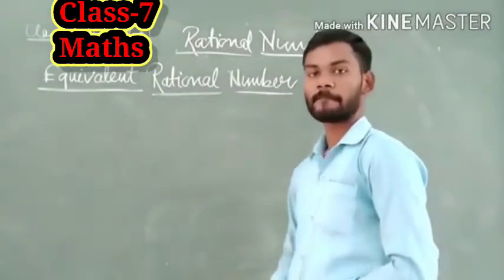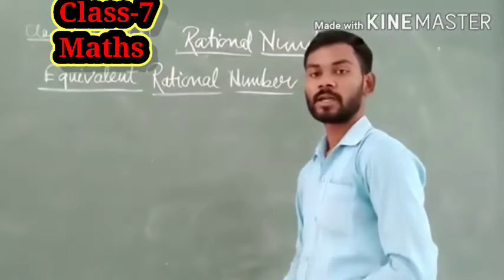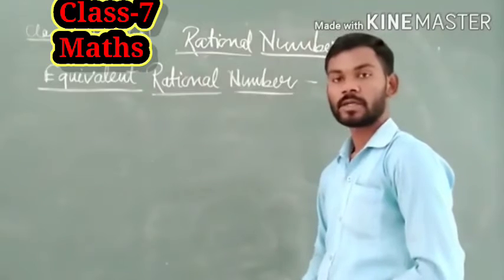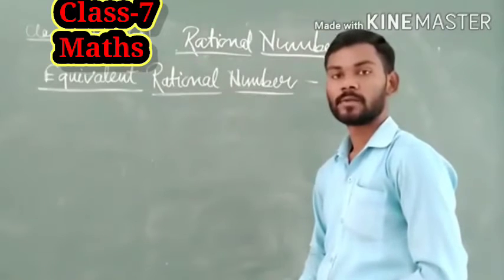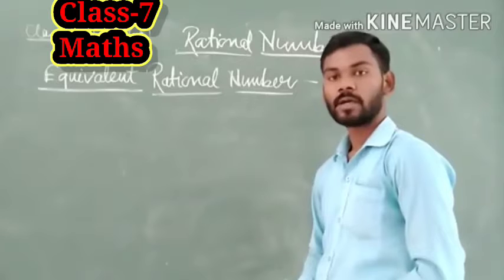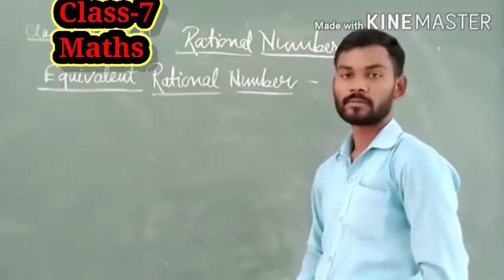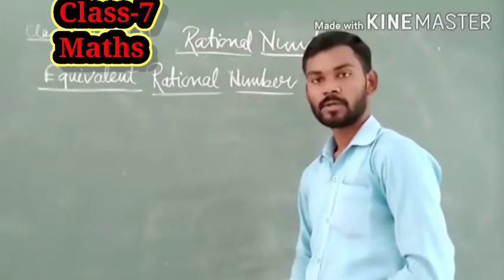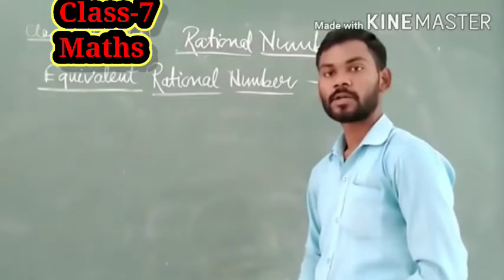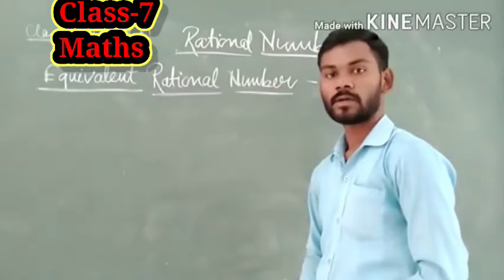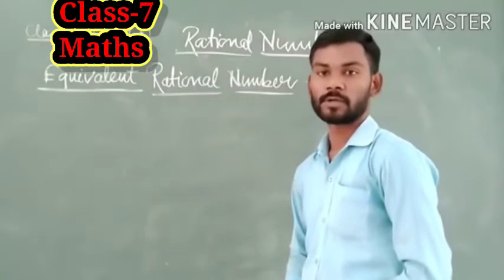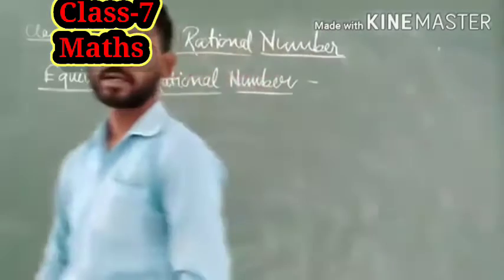Since we know that a rational number can also be written as a fraction, it has a numerator as well as a denominator. So in order to get an equivalent rational number, we shall multiply the numerator and denominator by the same natural number. Okay students, so let us see.